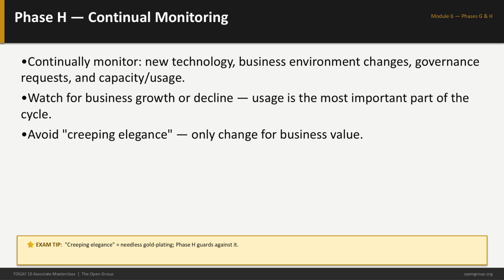And there's a lovely piece of jargon to know: Phase H must avoid creeping elegance. That's the temptation to keep gold-plating the architecture for its own sake. Every change must be justified by genuine business value, not by an architect's desire for tidiness.